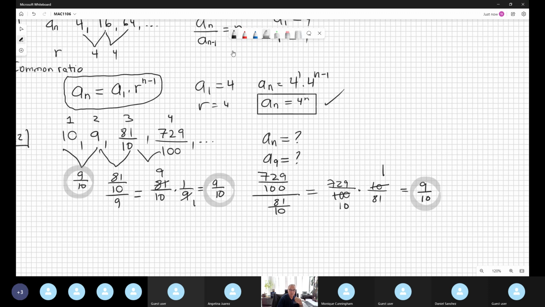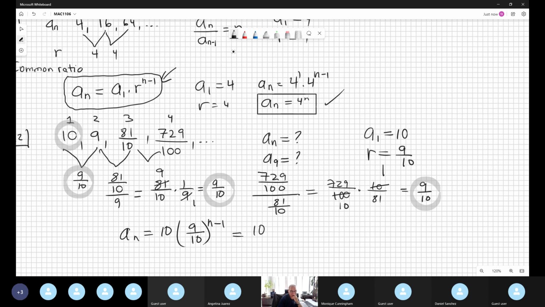And the first term in this sequence is 10. The common ratio is 9 over 10. Therefore, the formula for a sub n would be that formula. I apply the formula one more time: a sub n is 10, which is a1, times 9 over 10 raised to the n minus 1. You can leave it like that.